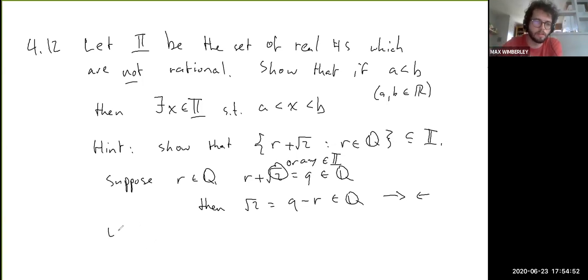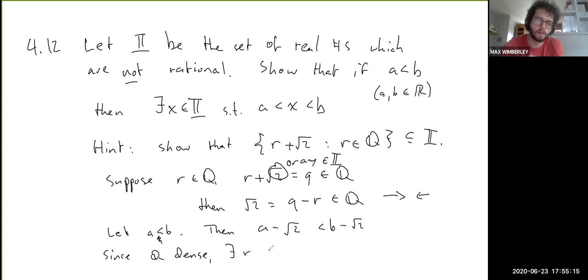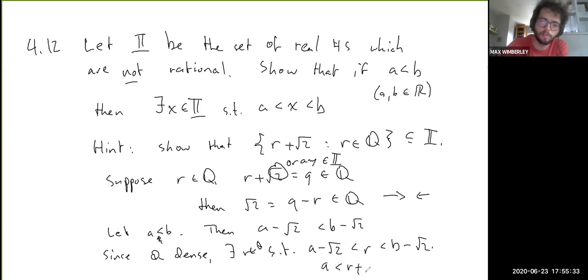So what we can do is let A be less than B, then A minus the square root of 2 is less than B minus the square root of 2. So we shift it all back. Then since Q is dense, there exists an R in Q such that A minus the square root of 2 is less than R less than B minus the square root of 2. Then by shifting it all back over, by adding square root of 2 to everything, you get A less than R plus square root of 2 less than B. And what we showed before from the hint is that this is in the irrational numbers. So we just furnished an irrational number in between A and B, which is what we were trying to do in the first place. So that does it for that little proof.